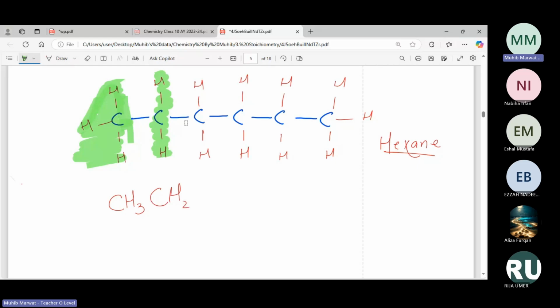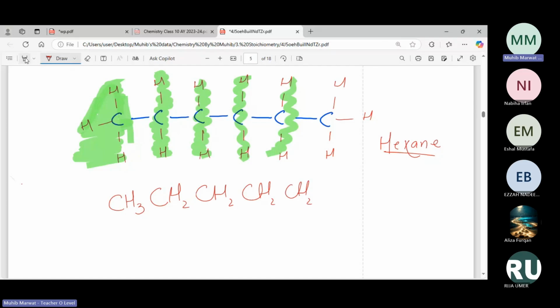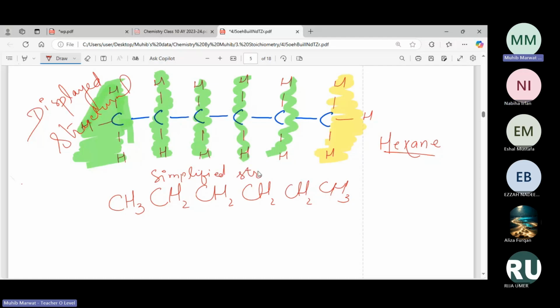And of course, what about this one and this one and this one? How many more? 3 CH2s. Yes, 3 CH2s, and then the terminal one, that is again CH3, right? At the terminal position, you'll be writing CH3. Now, this one was the displayed structural formula, right? And this one is the simplified structural formula.